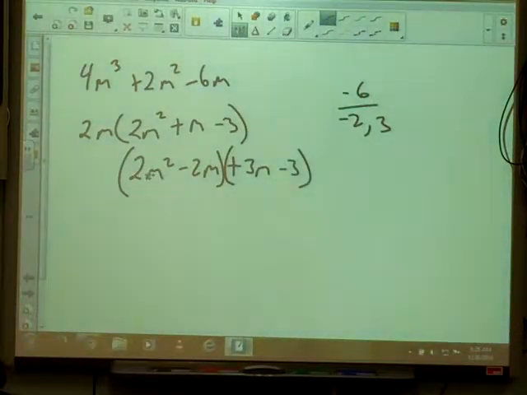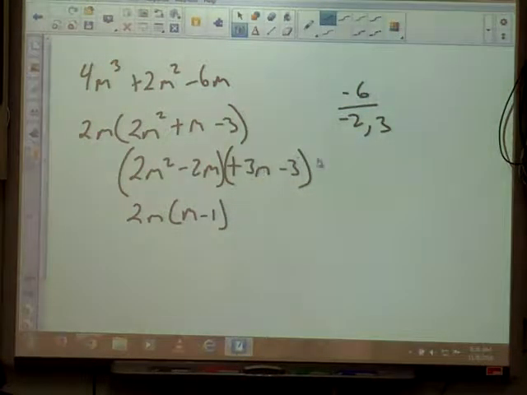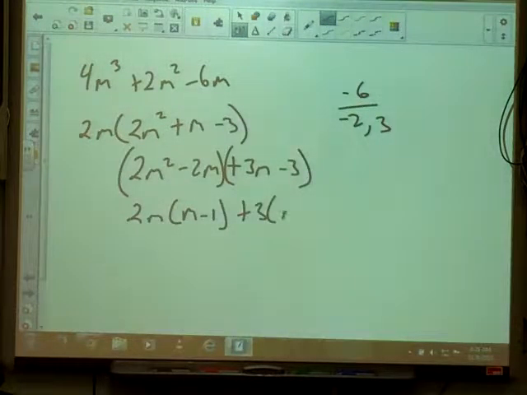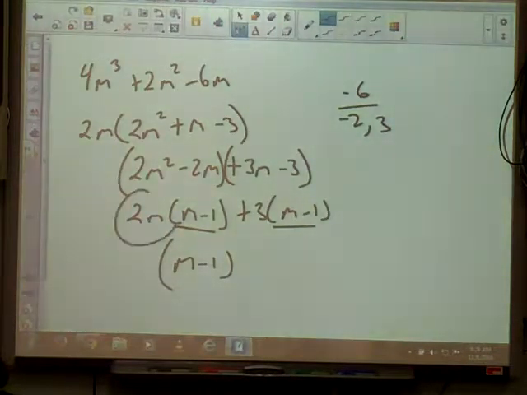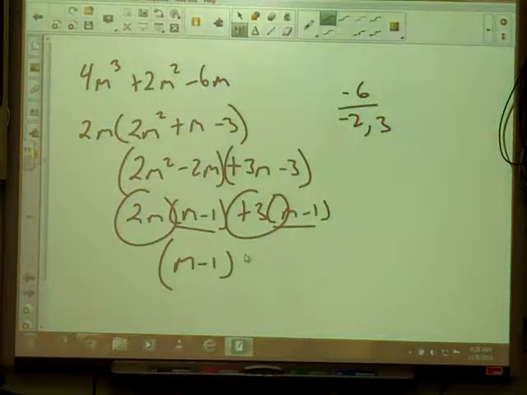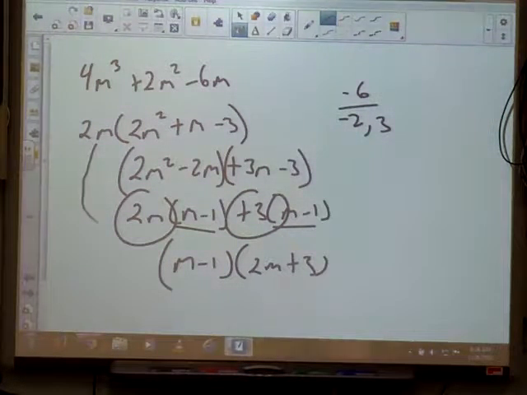Okay, so this first group would have a 2m GCF. Leaves me with m minus 1. What would the GCF of this second group be? 3. So that'll leave me with m minus 1. So we had m minus 1 and 2m plus 3. But don't forget that 2m from the beginning. Drop it down here to join the party.